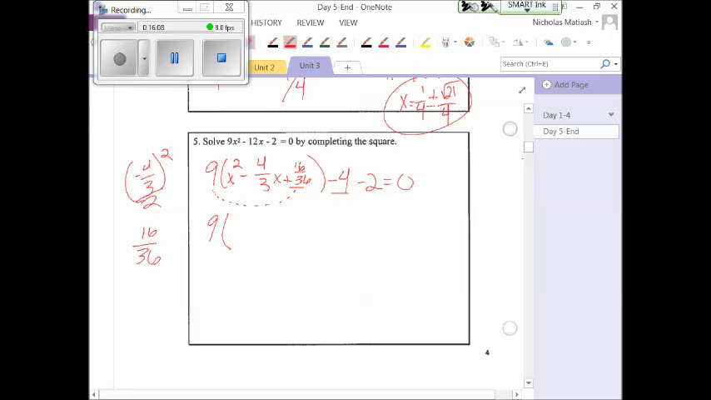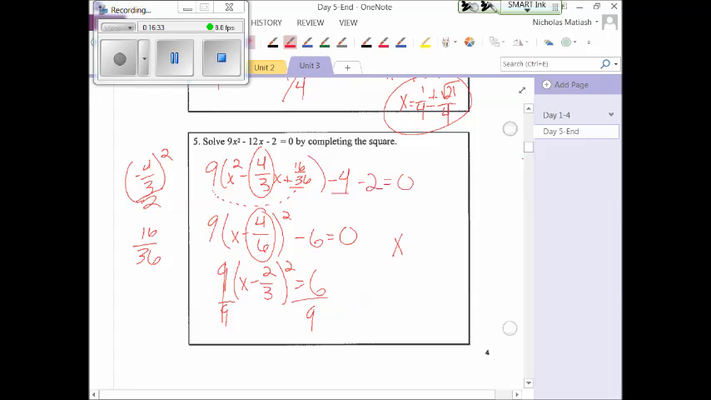It's going to be 9 times x minus 4 over 6, and dividing this by 2, you'll get 4 over 6, or you could reduce that to 2/3 if you really wanted to, squared, minus 6 is equal to 0. So I'm going to reduce this to 2/3. x minus 2/3 squared is equal to 6. Divide the 9, divide the 9.